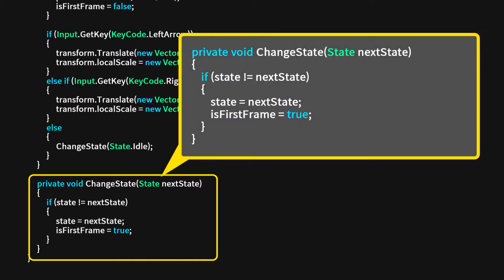If the argument next state is different from the current state, change state and change isFirstFrame to true. As soon as the state changes through this code, the initialization code inside the state will work.